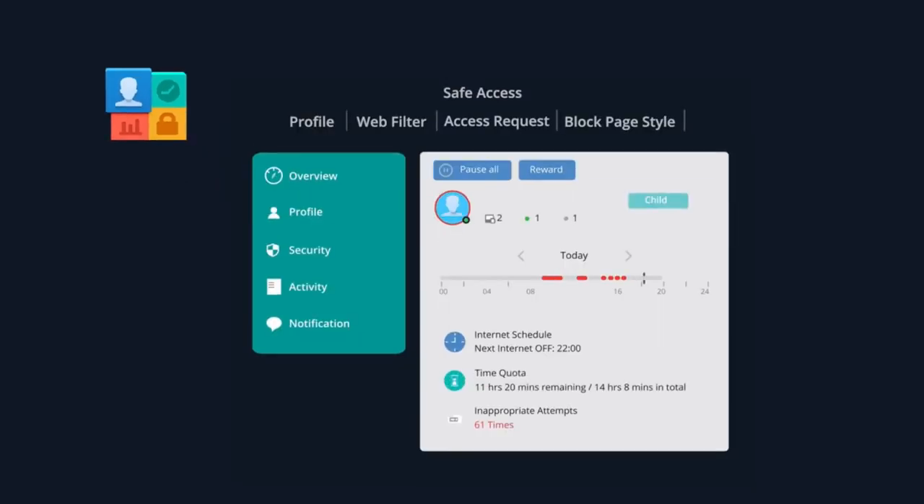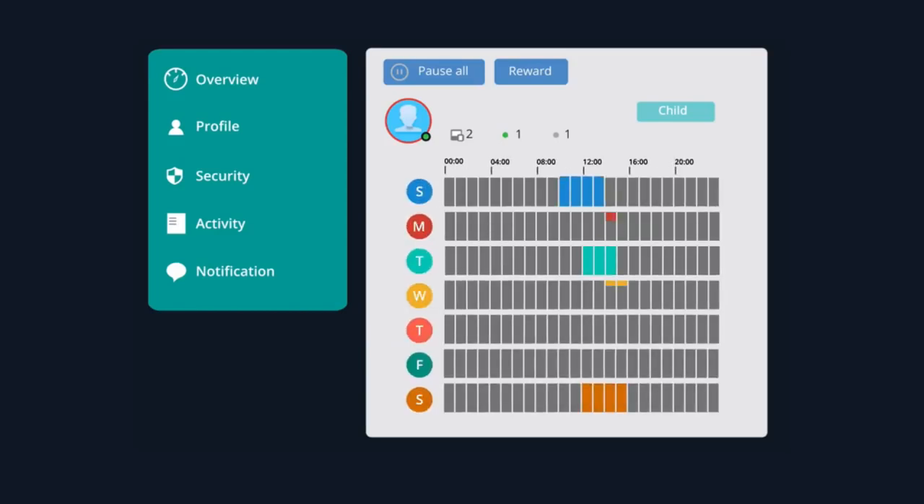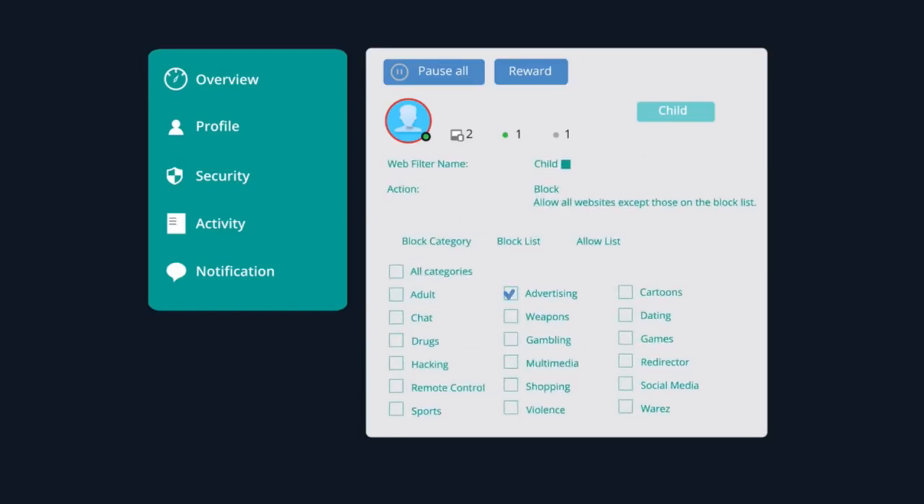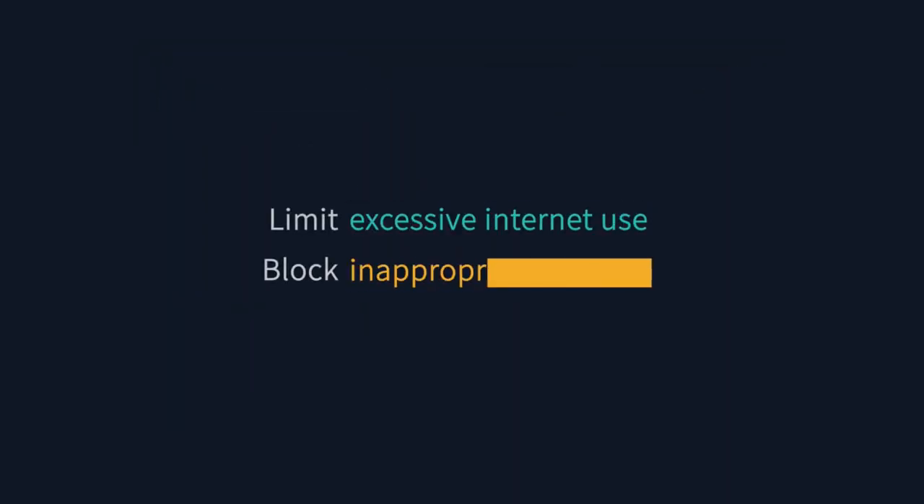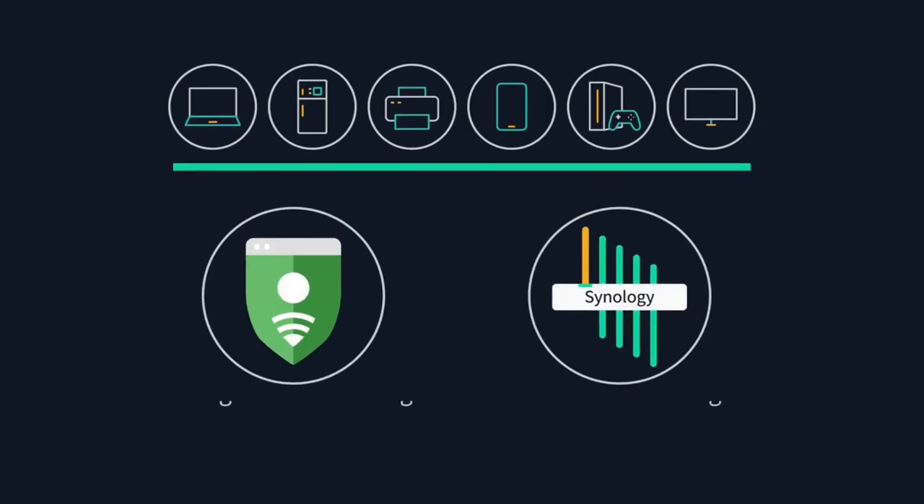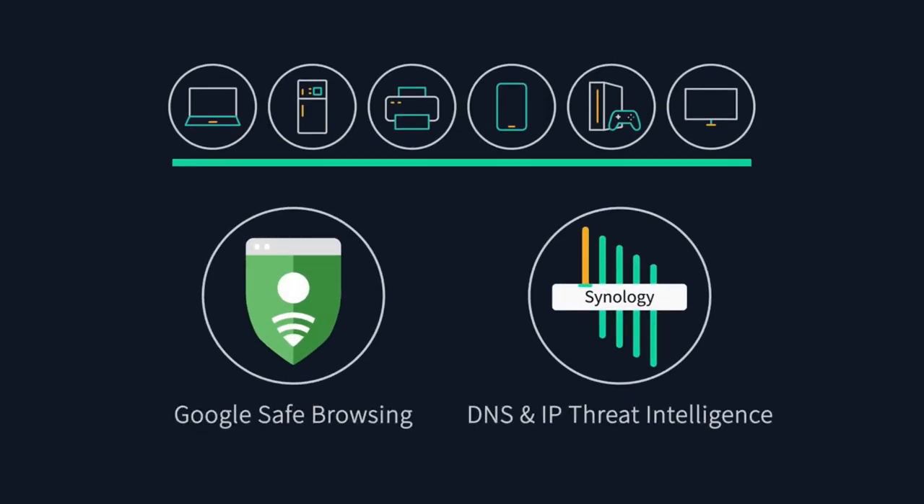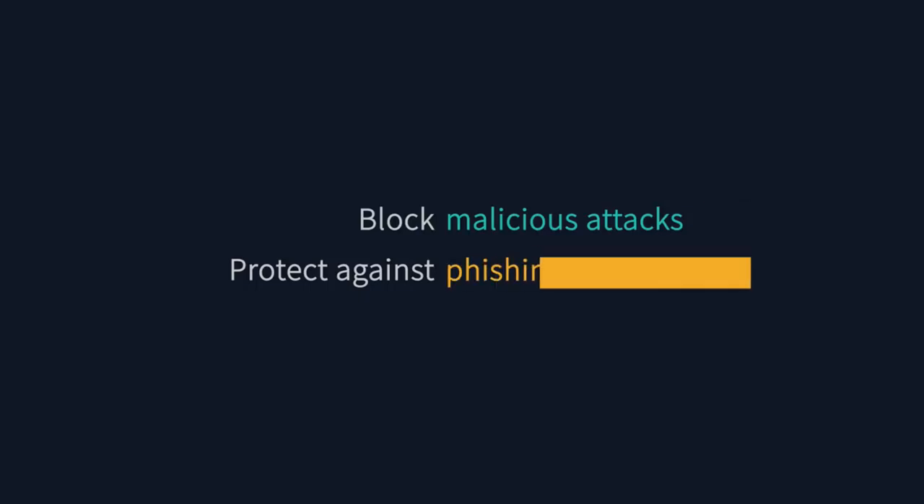Rest easily knowing your kids are browsing the internet safely with advanced parental controls from SRM's Safe Access package. Safe Access's intelligent time management and web filtering tools let you limit excessive internet use and keep your kids away from inappropriate content. Safe Access keeps all the users on your network protected with integrated Google Safe Browsing and DNS IP threat intelligence, helping you block malicious attacks and defend against phishing attempts.